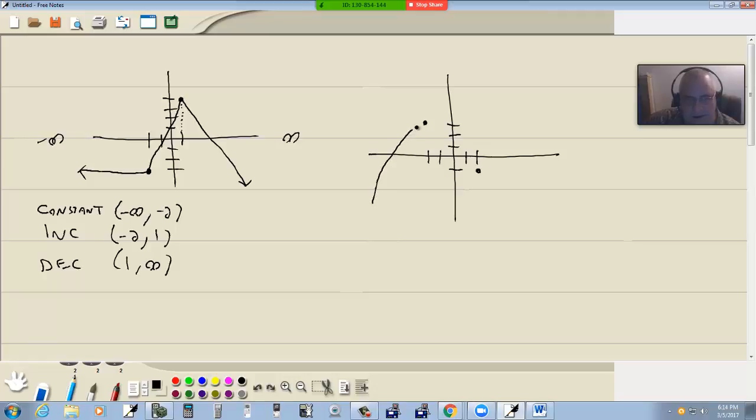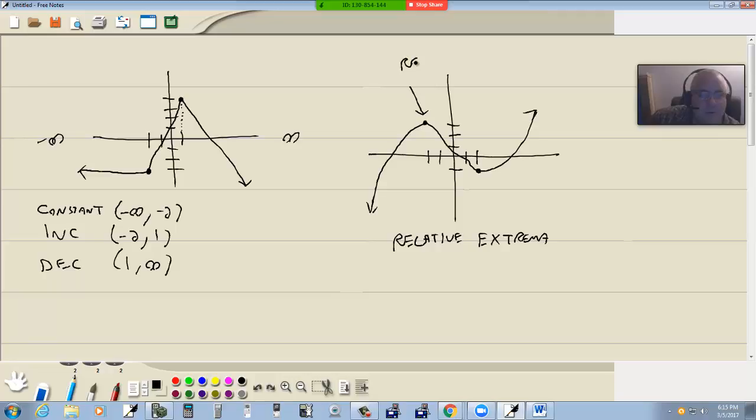Let's say I have this graph, as well as I can draw it. And the question is about relative extrema. How that's spelled. Relative extrema. That means mins and maxes.